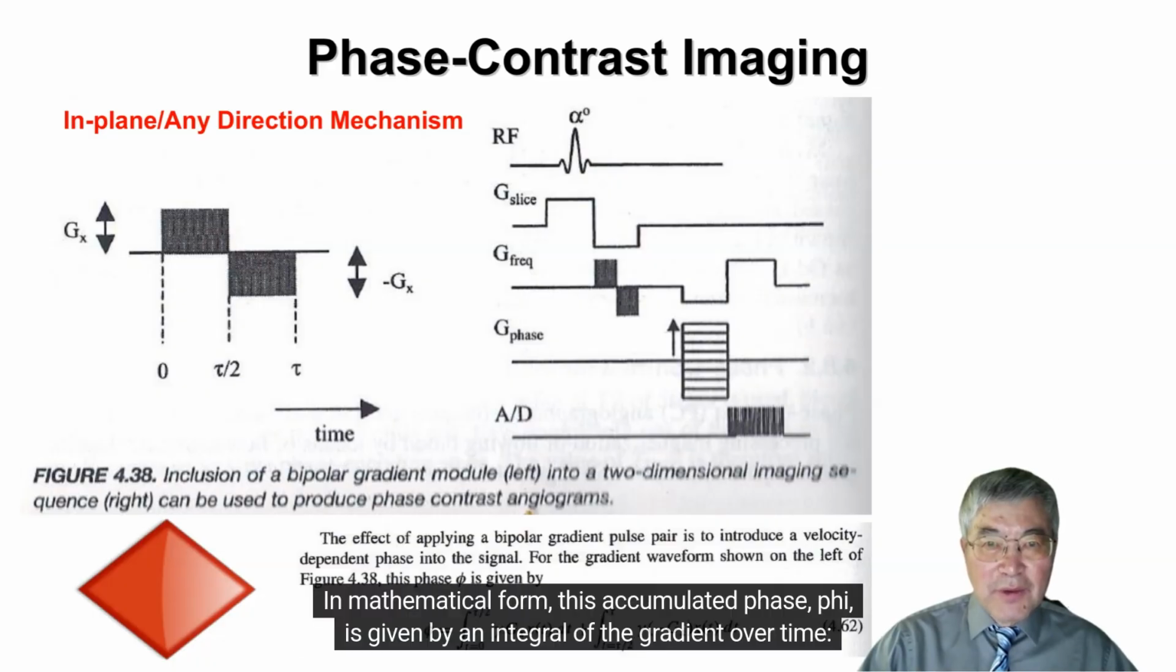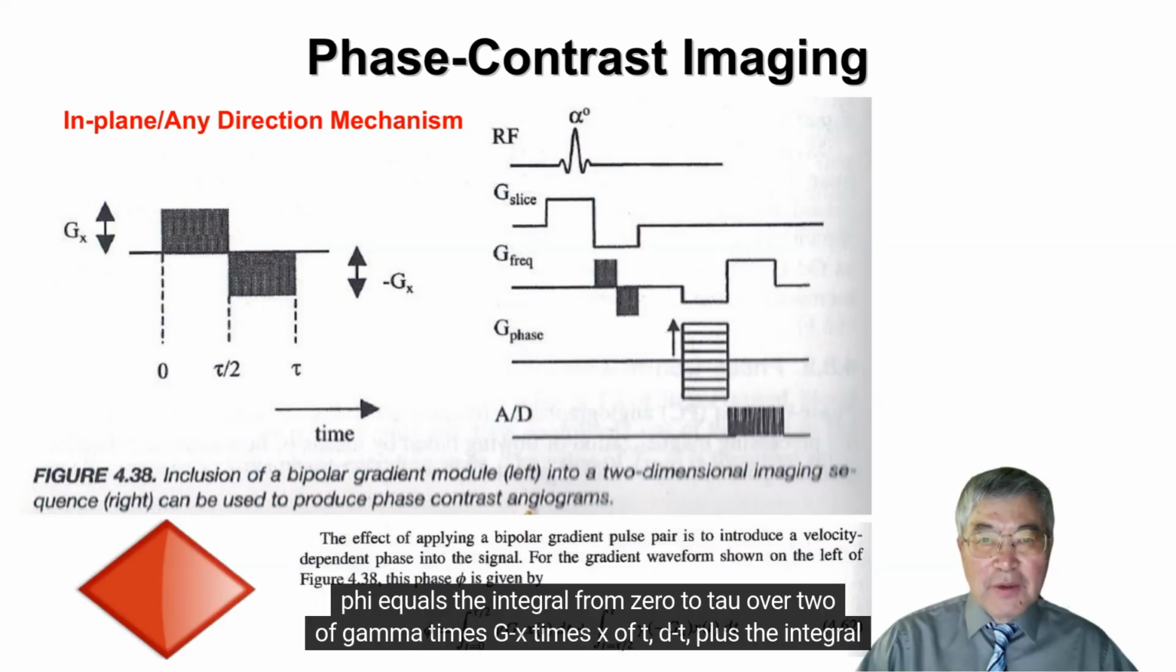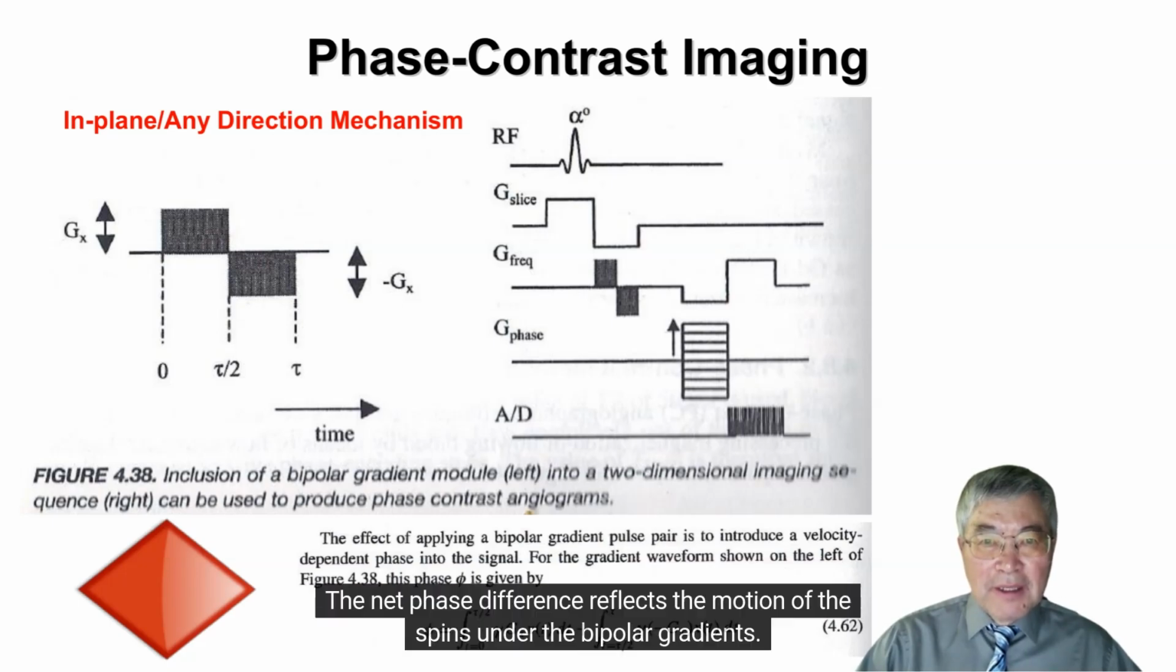In mathematical form, this accumulated phase, phi, is given by an integral of the gradient over time. Phi equals the integral from 0 to tau over 2 of gamma times Gx times x(t) dt, plus the integral from tau over 2 to tau of gamma times negative Gx times x(t) dt. The net phase difference reflects the motion of the spins under the bipolar gradients.